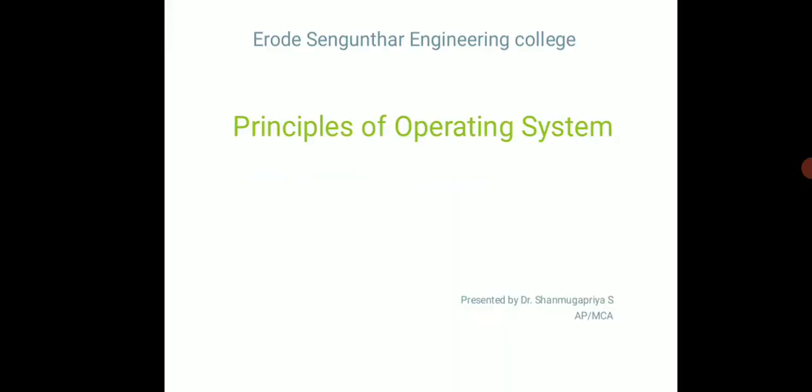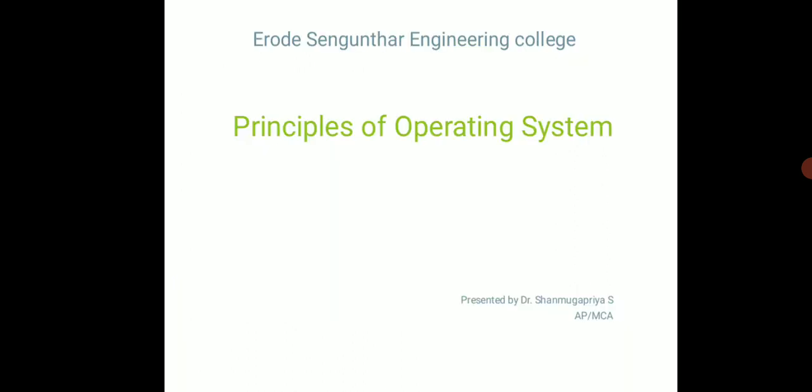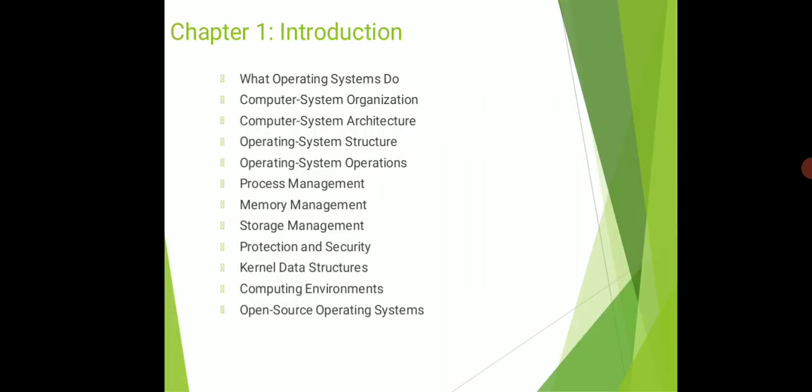So right, so here this is the introduction part. We are going to see what an operating system is, what the operating system will do, and what all the computer system organizations are there, and then computer system architecture, operating system structure, operating system operations, process management and memory management, storage management, protection, security, kernel data structures, computing environments, and then open source OS. Those things we are going to see in this video, right?